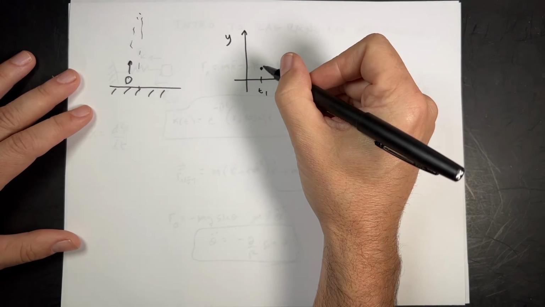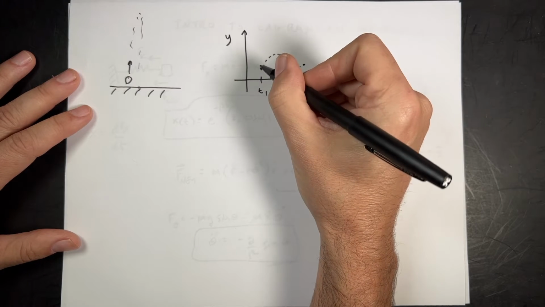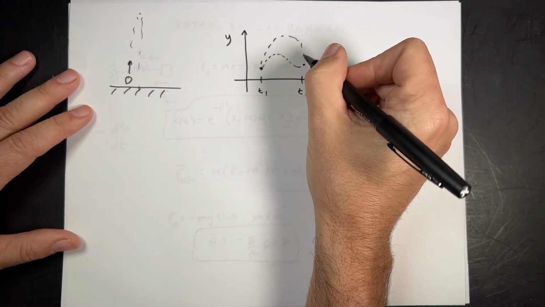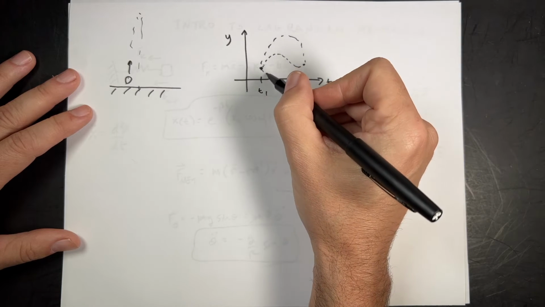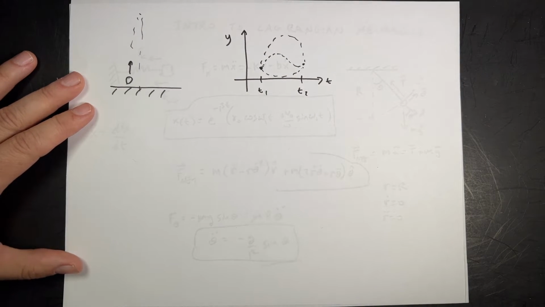Well, it could go like this. It could go like this. We know the answer, right? It's a parabola. It could go like that. These are all different trajectories in the real world.